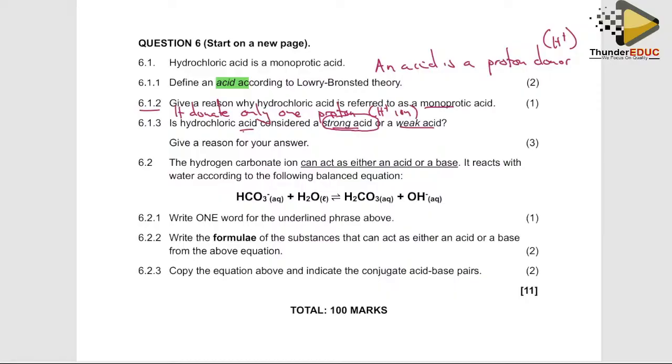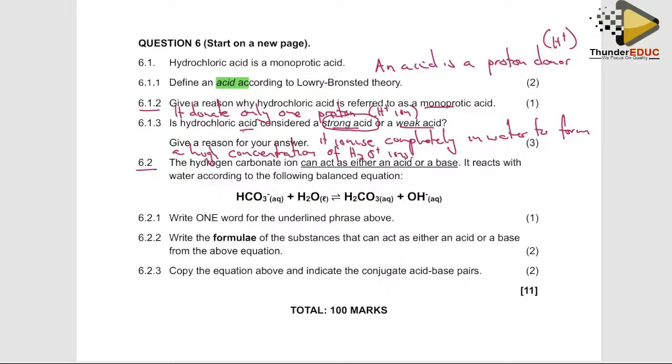A strong acid is an acid that ionizes completely. Because it ionizes completely in water to form a high concentration of H3O plus ions. So that's how we define our strong acid.